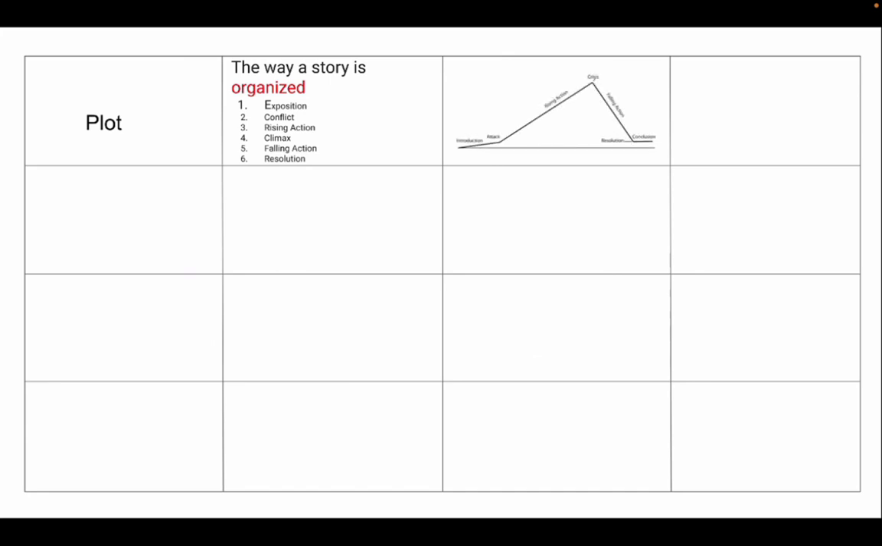And then our fifth word is going to be plot, which is the way a story is organized. This has the exposition, conflict, rising action, climax, falling action, and resolution. I just did the plot diagram because it helps me remember that that's how the author organizes a story. And then my favorite movie is Pirates of the Caribbean because the plot keeps me interested. That's my connection to plot.